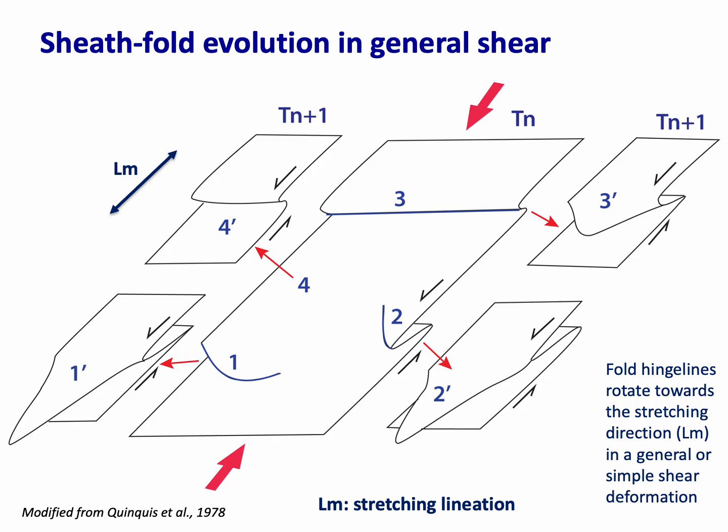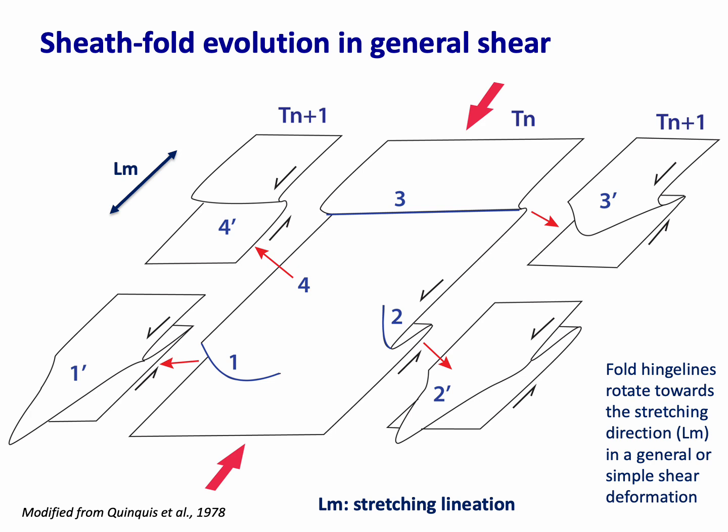Sheath folds are a product of general shear and simple shear. The folds over time, from Tn to Tn+1 in the diagram, evolve into tongue-like sheath protrusions with the early formed fold hinge lines, initially orthogonal to the shearing direction, rotating towards the overall stretching direction in a general or simple shear deformation.